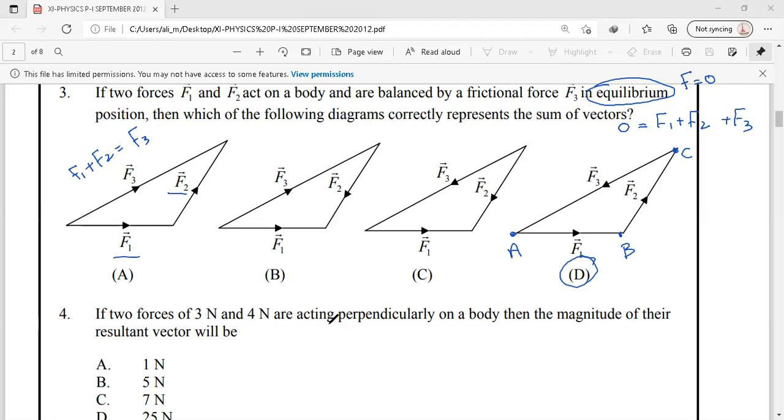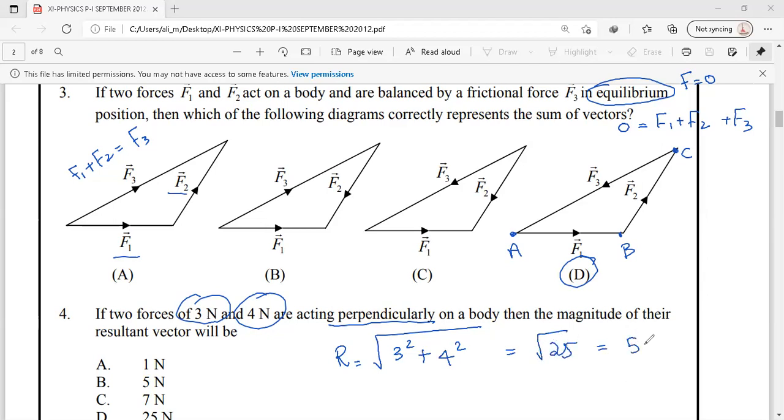Now let's see question number 4. If two forces of 3 newtons and 4 newtons are acting perpendicularly, and we have to find their resultant vector. So formula for the resultant vector is the square root of 3 square plus 4 square. That will make square root of 25 equals to 5 units or 5 newtons. So the correct answer is option B.